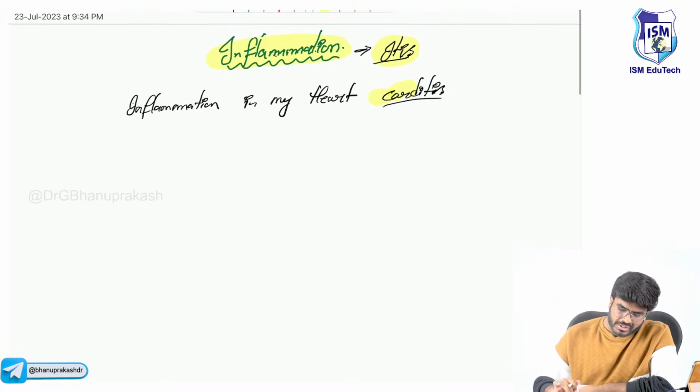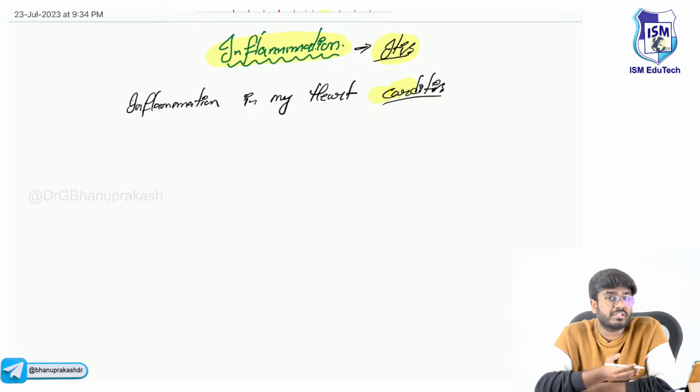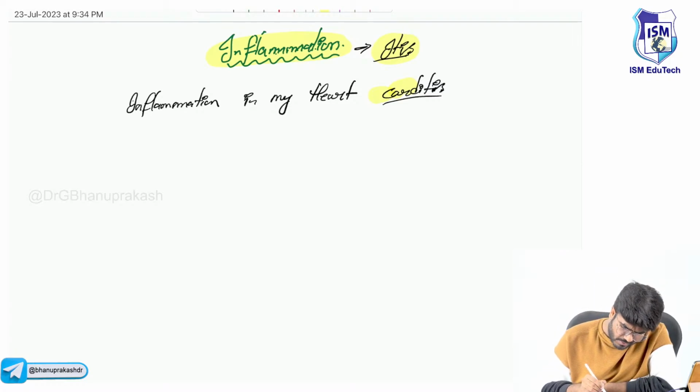Okay, so inflammation in the heart is called carditis. Inflammation in the pancreas is called pancreatitis. Inflammation in the spinal cord is called myelitis. Inflammation in the ovaries is called oophoritis. So itis means inflammation. But first of all, what exactly is inflammation?